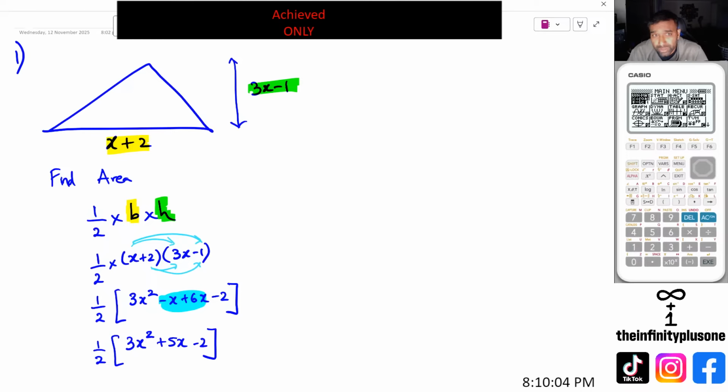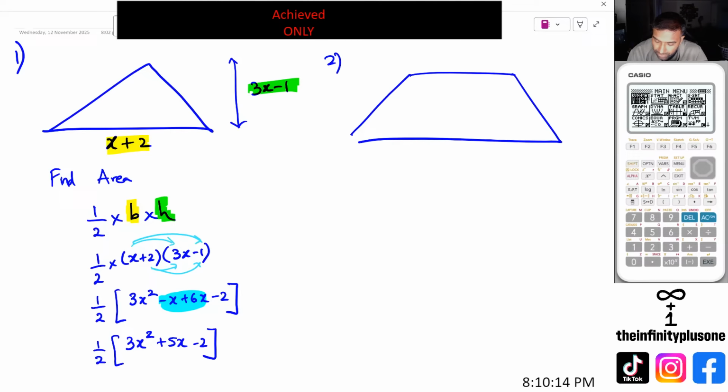Sometimes they do perimeter as well. So they might give you a triangle or even a different shape. They might say find the perimeter for this shape, where this could be x and x, and then this could be maybe 3x + 1, and then this could be something like x squared - 4x. So if you get a question like this, and they ask you to find the perimeter, then all you're really doing is just adding it up.